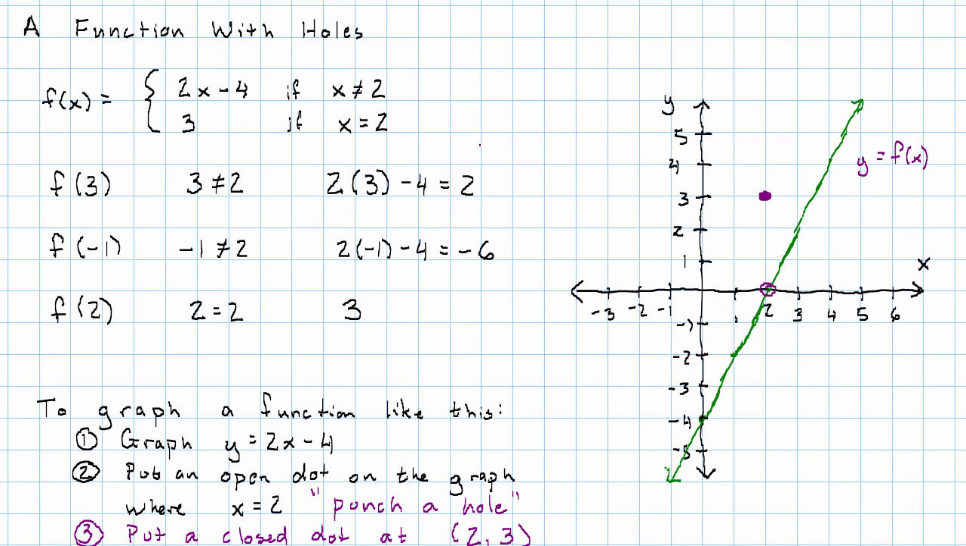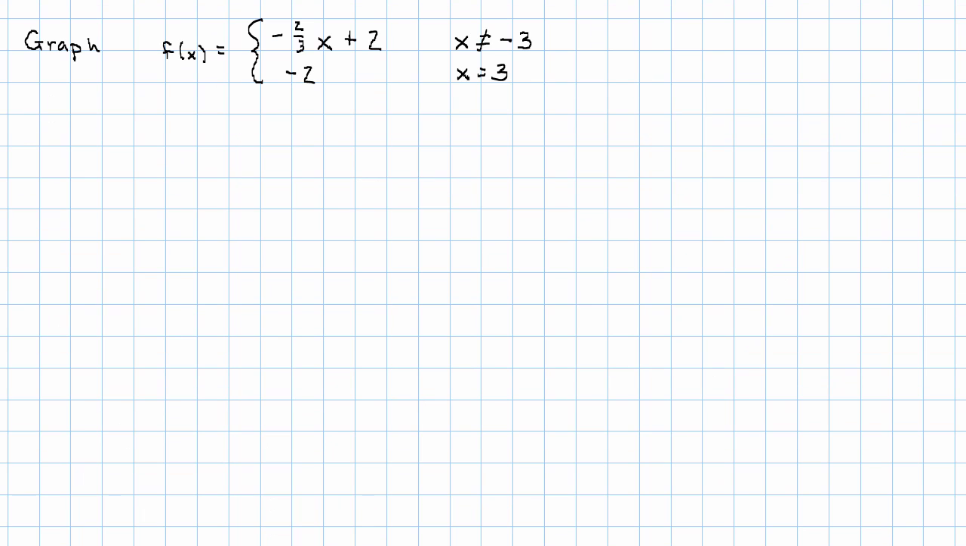If we're feeling particularly meticulous in our drawing, we might go in and erase the part of the line that's inside the open circle, but we don't have to. What we mean is clear. I'm going to give you one of these to try, because it's pretty straightforward, but it's sometimes a little bit difficult to get our head around. f of x is negative 2/3 x plus 2 when x is not negative 3. f of x is negative 2 when x is negative 3. Pause the video and try this now.